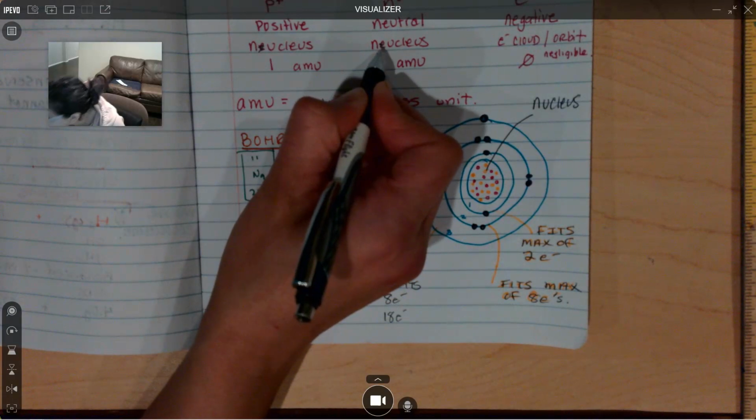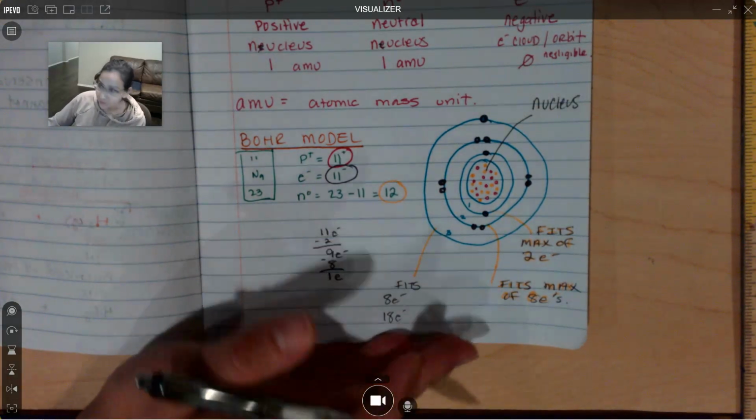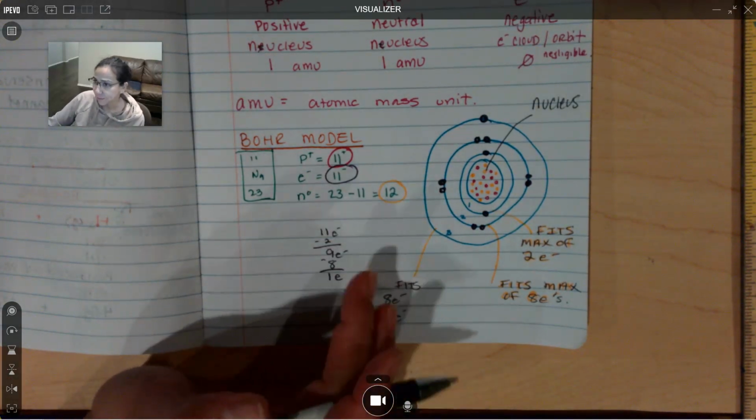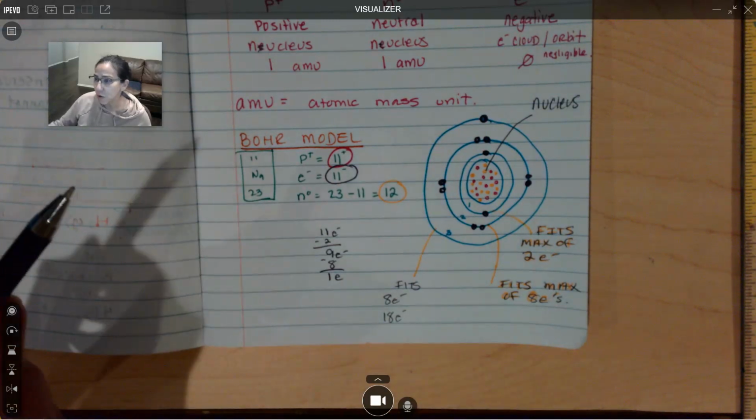Ignore that E right there. There's no E there. Typo. All right, so that right there is my atomic structure. Excuse all the noise in the background. That one is my atomic structure of sodium using the Bohr model.